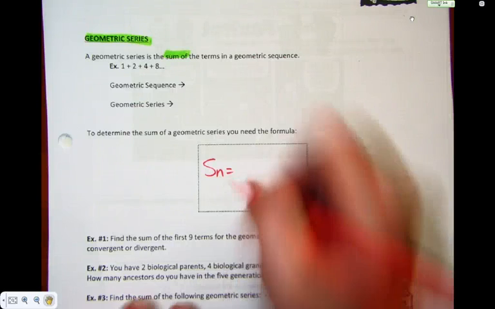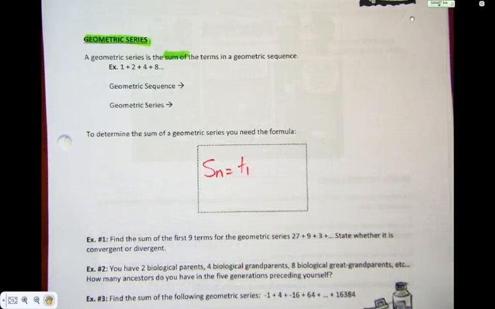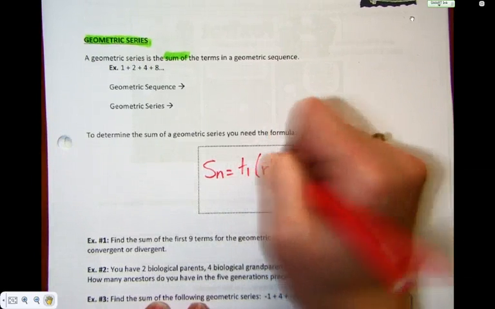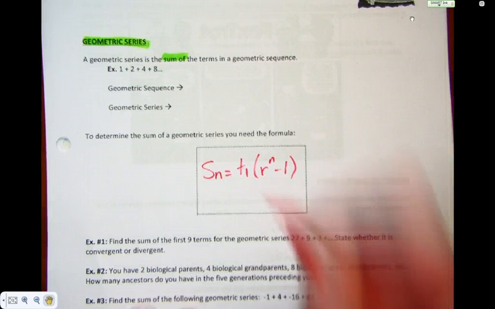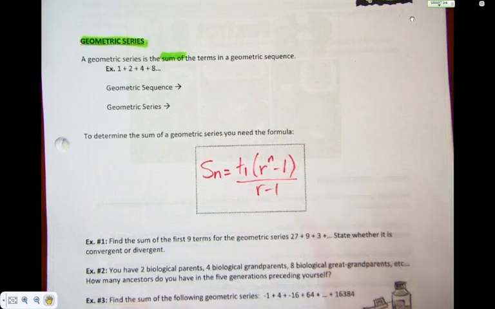Fraction. On the top of the fraction, it starts with T1, and then open bracket, r to the power of n minus 1, close bracket. And the minus 1 this time is not part of the exponents. It's down in the main equation. So it's r to the n and then minus 1, not r to the n minus 1. Okay, r to the n, minus 1. And on the bottom, we have r minus 1.